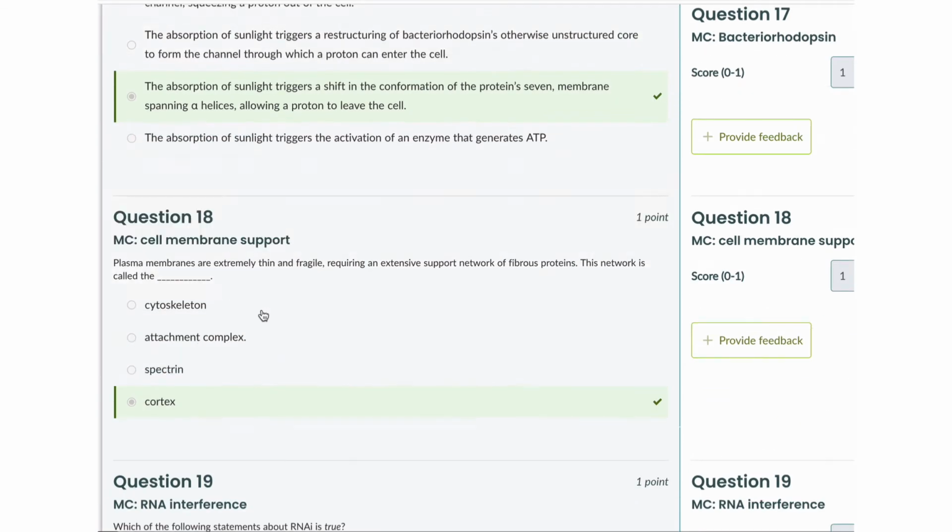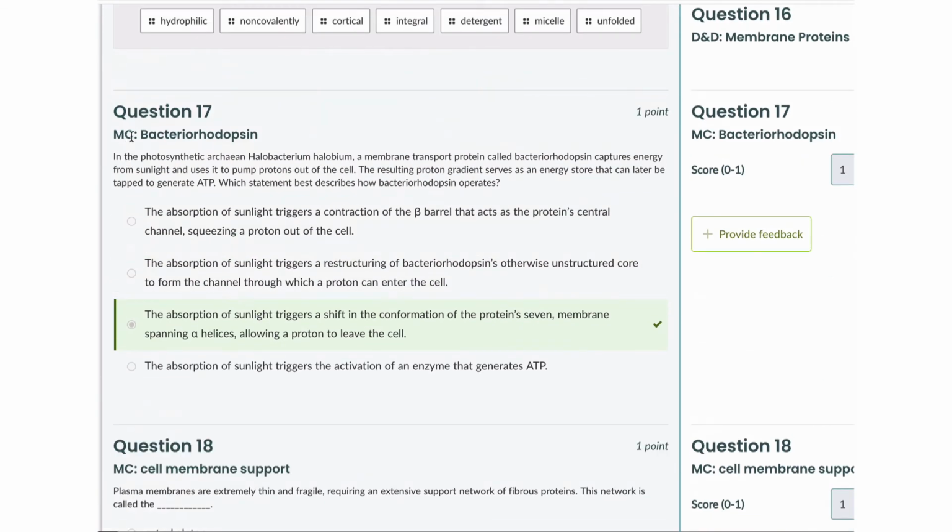Question 17. Multiple choice about bacteriorhodopsin. Which statement best describes how bacteriorhodopsin operates? The absorption of sunlight, there's your energy source, triggers a shift in the conformation of the protein's 7 membrane-spanning alpha helices, which is correct, allowing a proton to leave the cell.